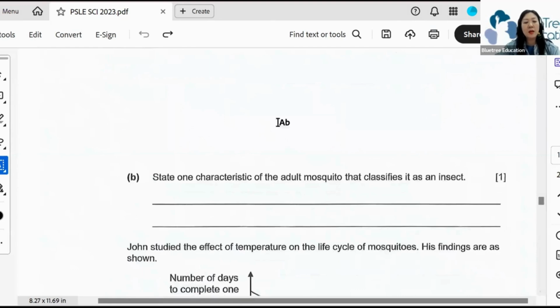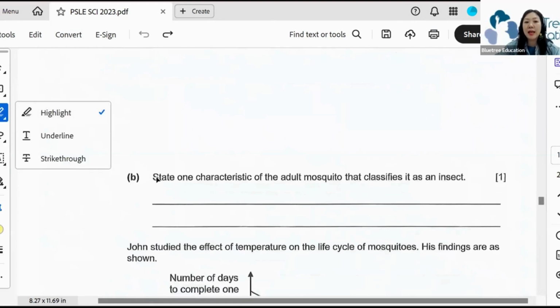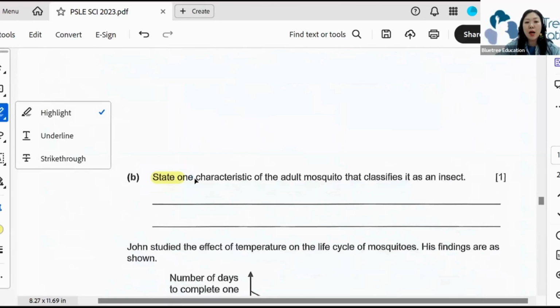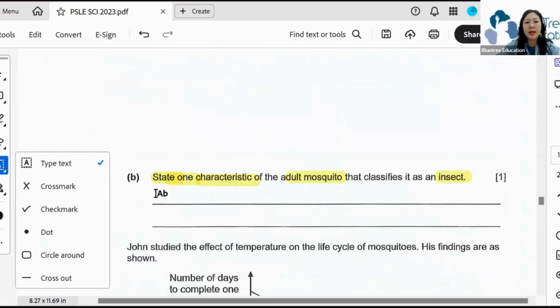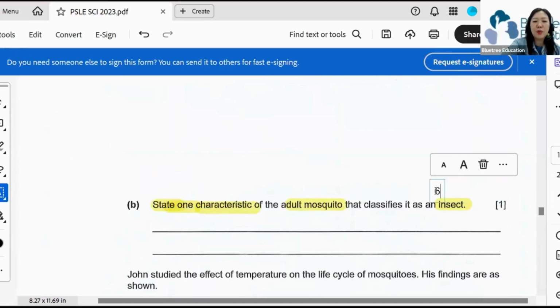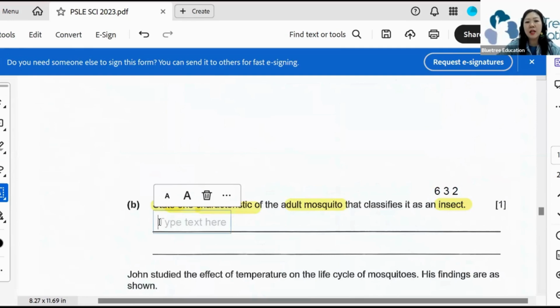All right, part B. We are going to first analyze and annotate. You will score. So the question says, state 1 characteristic of the adult mosquito that classifies it as an insect. So the word insect is very important. What do you remember about insects? Yes, 632. I always tell children 632. So what's 632? Not math. 6 legs, 3 body parts, and 2 antennae, right? So only 1 characteristic that will classify it as an insect.